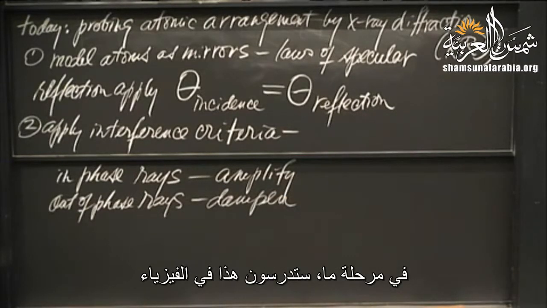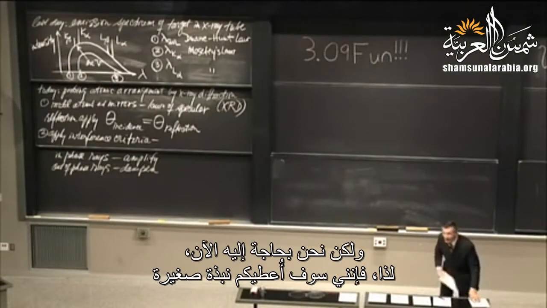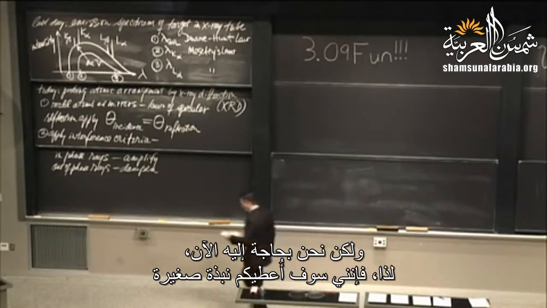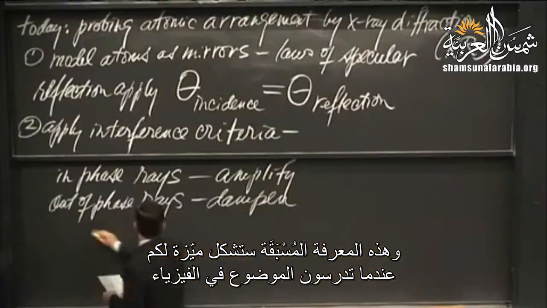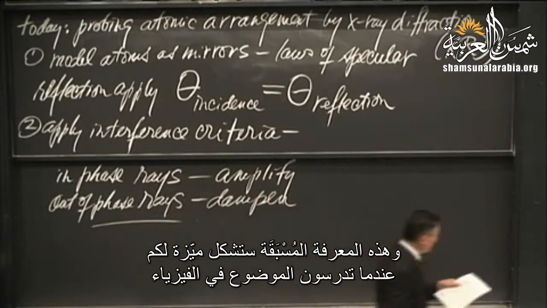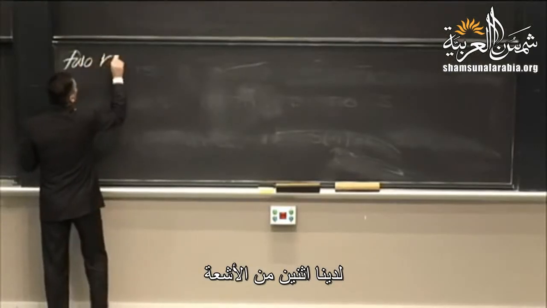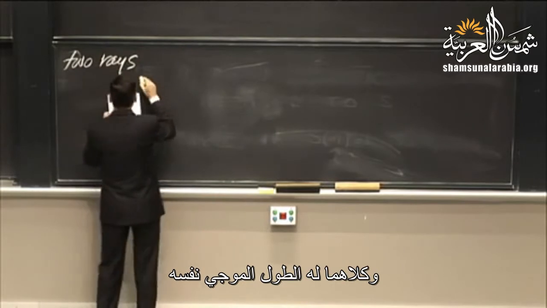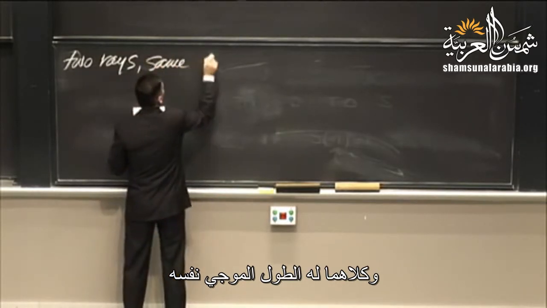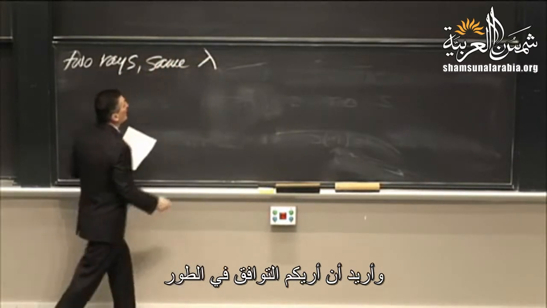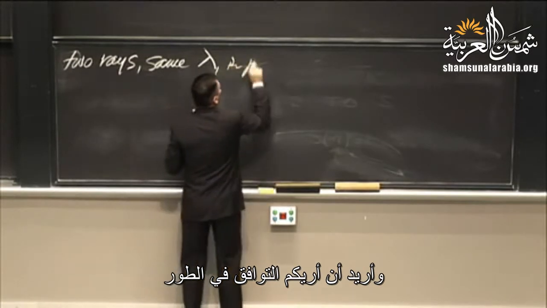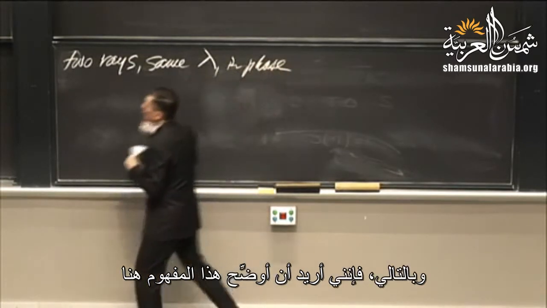So at some point you'll study this in physics, but we need it right now. So I'll give you a little bit of foreshadowing, and then you'll be ahead of the game when you meet this in physics. So what I'm going to do is I'm going to show you two rays, and they both have the same wavelength. Same wavelength, and I want to show you in phase. And so I want to illustrate this concept here.